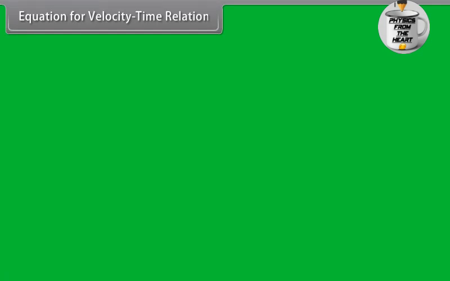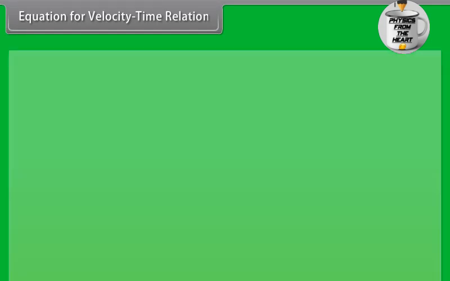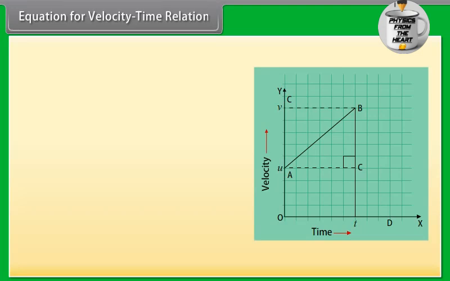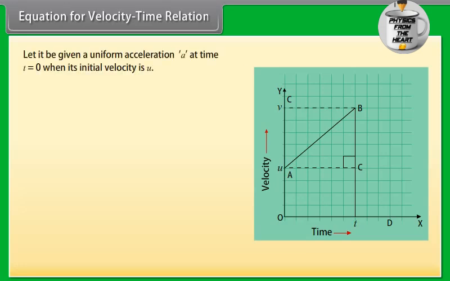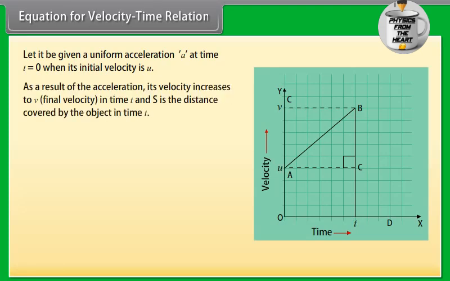Equation for velocity-time relation. Consider an object moving with a uniform velocity u in a straight line. Let it be given a uniform acceleration a at time t equal to 0, when its initial velocity is u. As a result of the acceleration, its velocity increases to v, the final velocity, in time t, and s is the distance covered by the object in time t. The figure shows the velocity-time graph of the motion of the object.